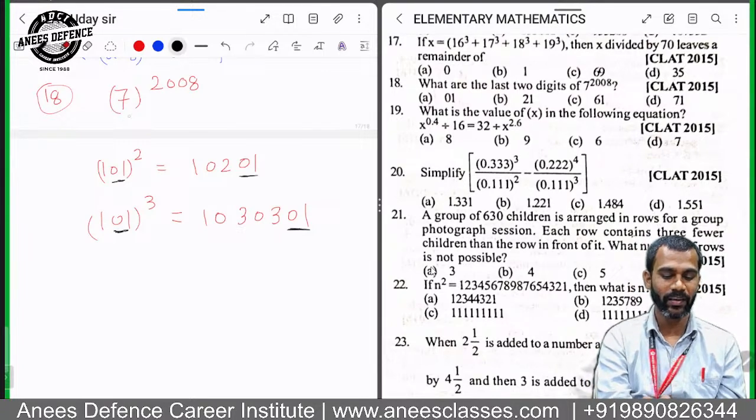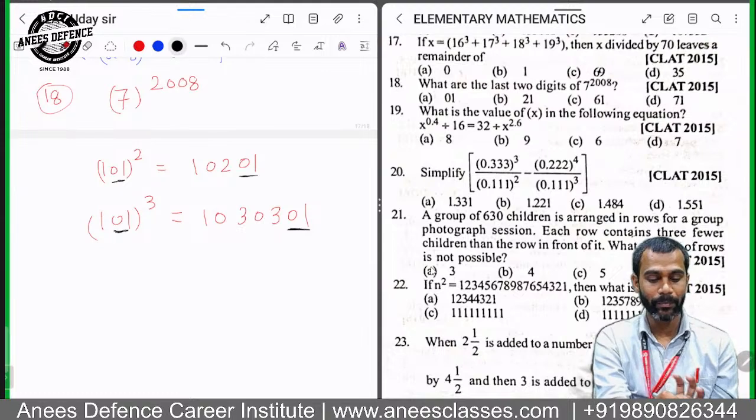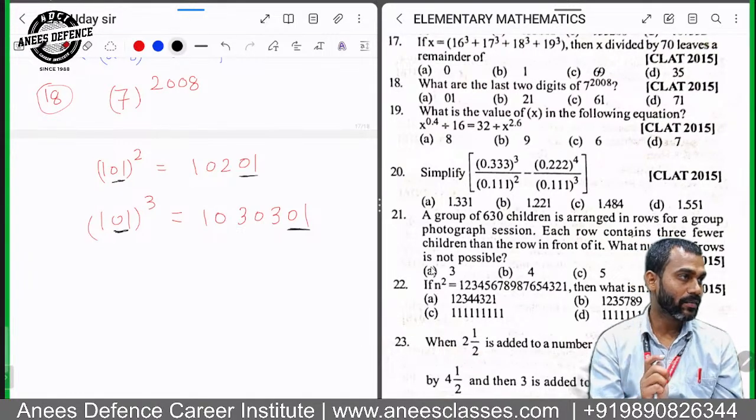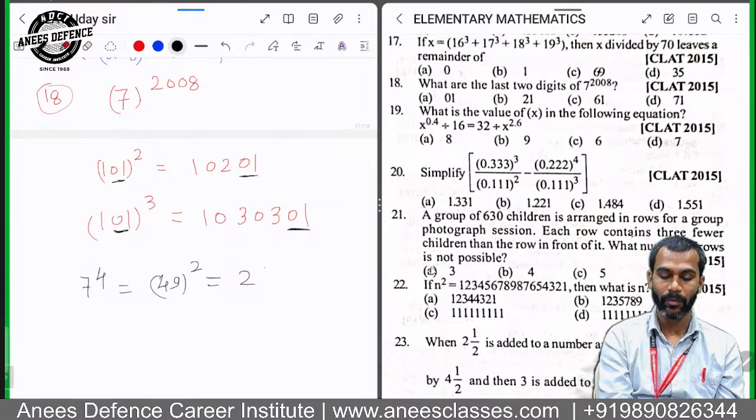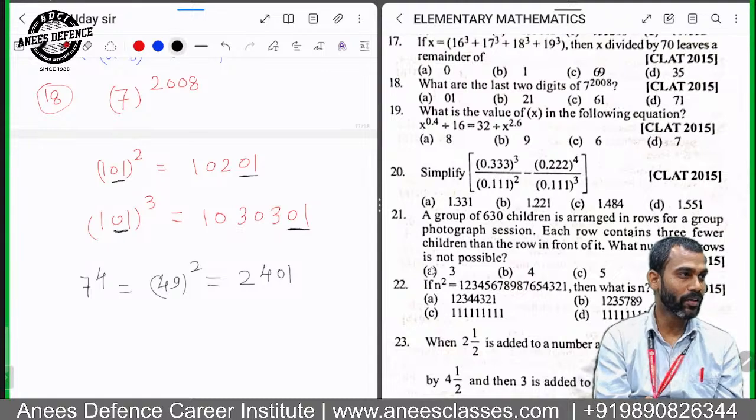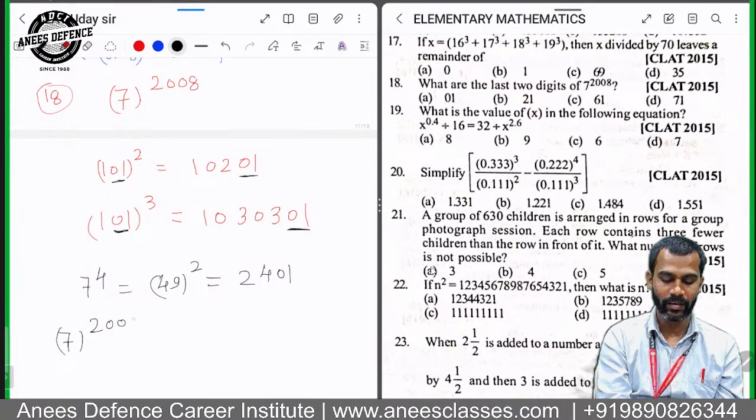Here we don't have any 01, but we know one power of 7 which has 01 at the end. That is 7 raised to 4, which is 49 square, that is 2401.